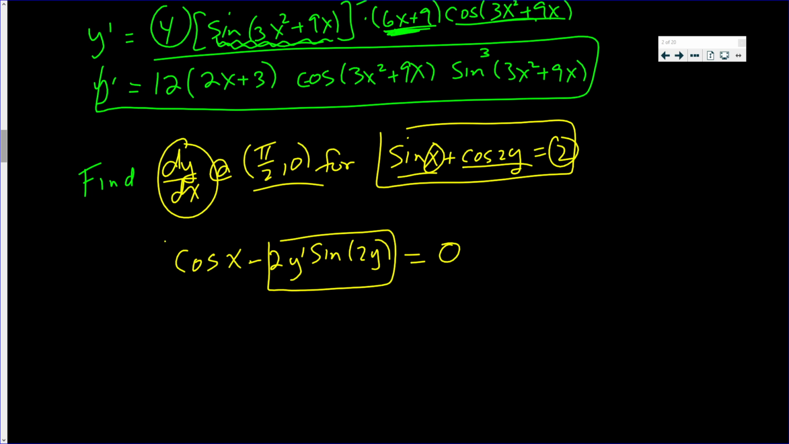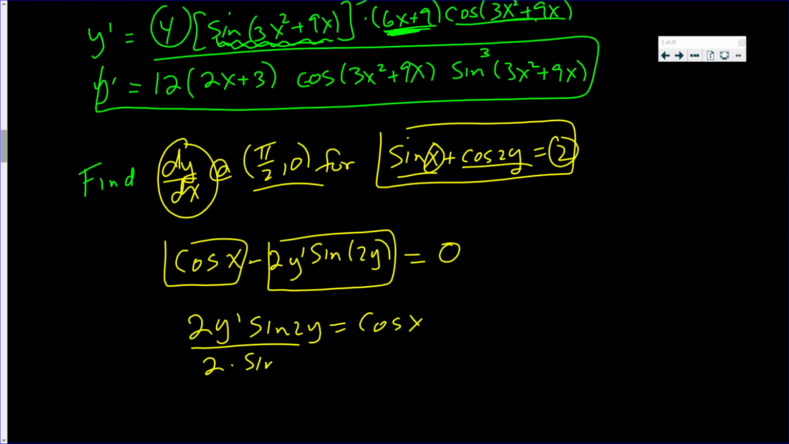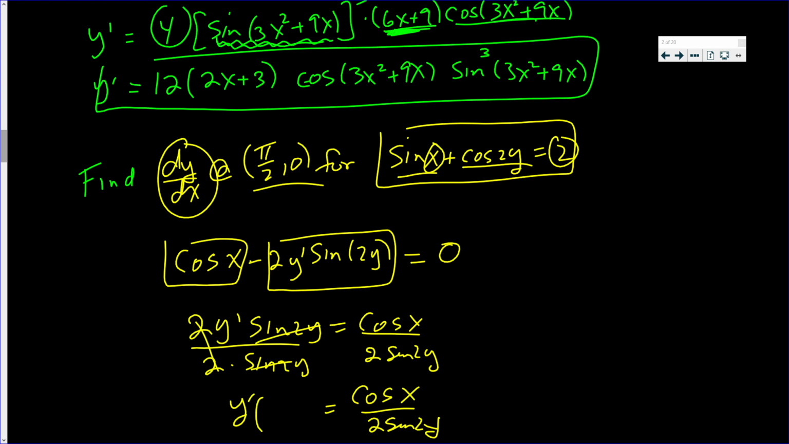So if you subtract two things and you get zero, immediately say those two things must be equal to one another. And I'll divide both sides by 2 times sine of 2y. Because then I just get y prime equals cosine x divided by 2 sine of 2y. So now I have the y prime. It's in terms of x and y. It has x's and y's.